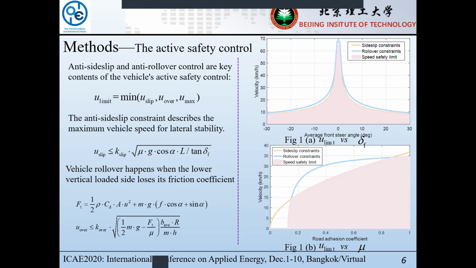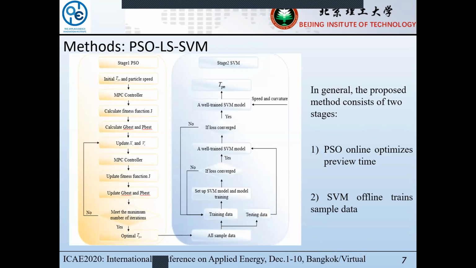In this section, an adaptive preview method which combines PSO and SVM is applied to satisfy the real-time performance for bus path following control. In general, the proposed method consists of two stages: PSO optimizes the preview time online, and SVM trains on sample data offline.